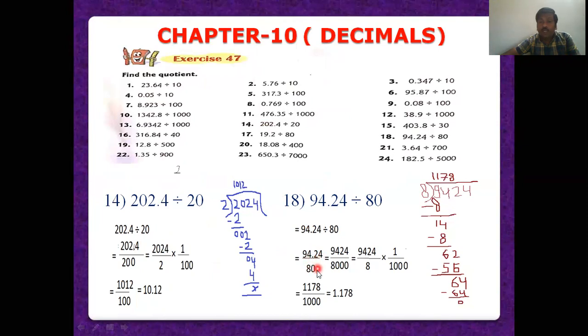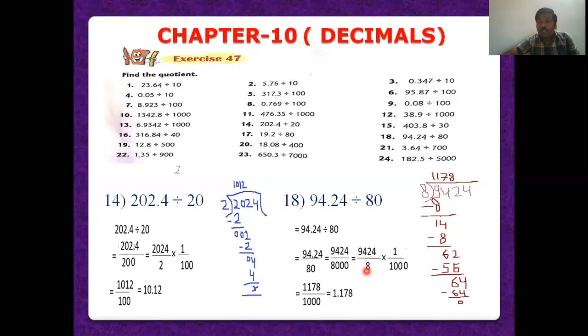94.24 by 80. Remove this point, and how many digits after this decimal point? 2. Now increase the number of zeros after 80. How many zeros increase? 2. And now write in this way 9424, write the 8 here. There are 3 zeros. Now write the 1 and write 3 zeros after 1.